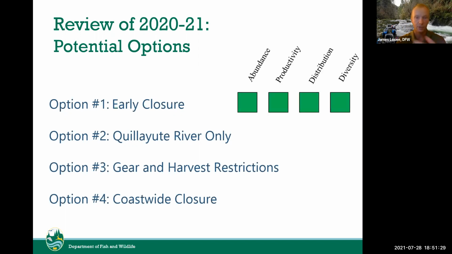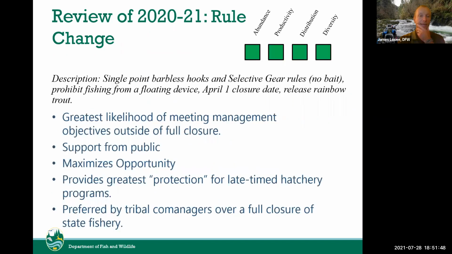And so I can remind folks with this little graph, these little boxes, that we were really hoping to check all these boxes. That's the guidance from the statewide steelhead management plan. So the coastwide closure provides that, but we also felt that there may be room for opportunity, moving off the status quo. So after a lot of discussions, where we landed was single point barbless hook, selective gear rules, no allowance of bait anywhere.